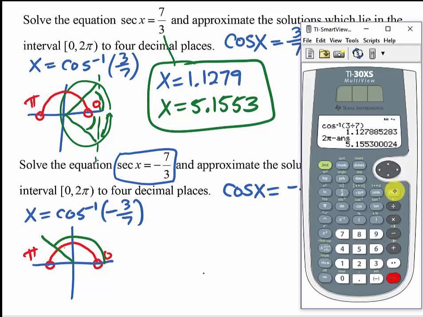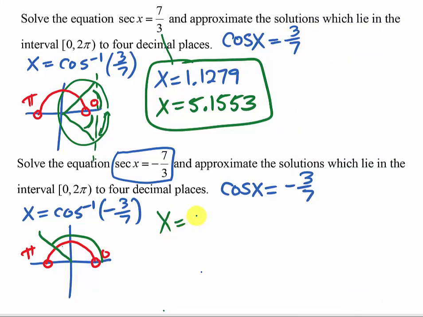So it's going to give me this angle here in quadrant 2. So I'm going to do inverse cosine of negative 3 divided by 7, and I get this angle in quadrant 2, that is 2.0137. So we'll write that one down, x equal 2.0137. So now I need to ask myself, where else between 0 and 2 pi is there an angle that has that same cosine value? And I can see it would be over here in quadrant 3. I can see that the x values there would be the same.